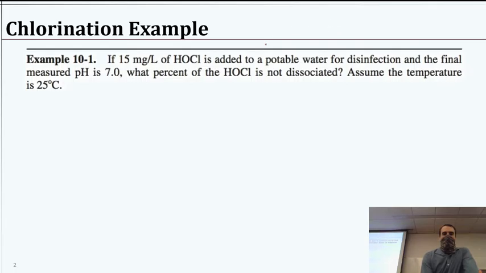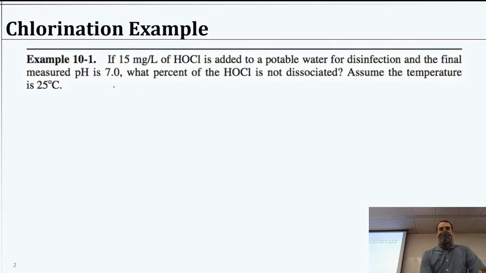Okay, so the problem says if we have 15 milligrams per liter of HOCl added to a potable water for disinfection, so potable meaning it's intended for drinking water purposes. The final measured pH is 7. What percent of HOCl is not dissociated? And assume the temperature is 25. Don't worry about that, we're not going to worry about the temperature dependence of the dissociation constant.